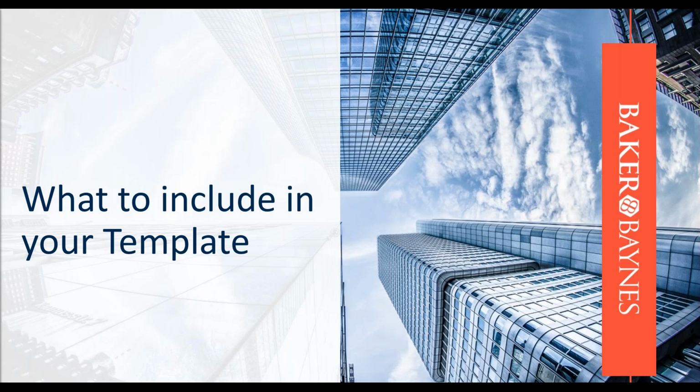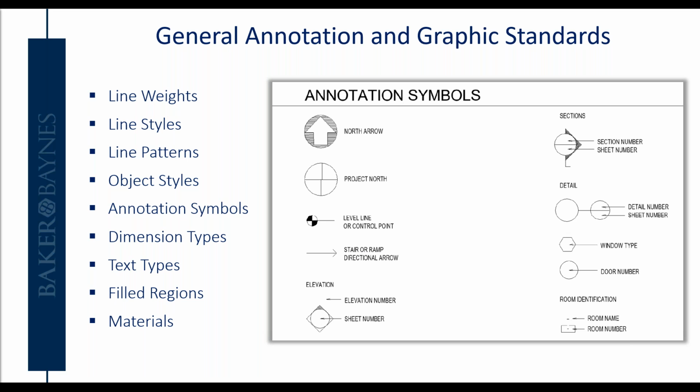Right, so then what should form part of your template? And as mentioned in the planning stage before, things like your general annotations and graphic standards should typically be included within your Revit template. These are also things like your line weights, line styles, line patterns, object styles, annotation symbols, dimension types, down to materials. Just a tip on this is that try to use the out-of-the-box settings as far as possible, and then just modify them accordingly. It will really save some time.